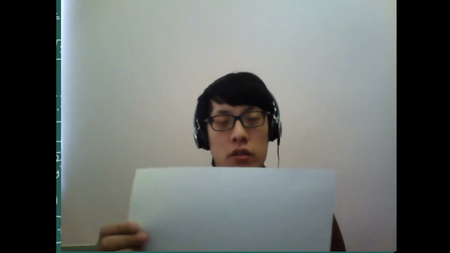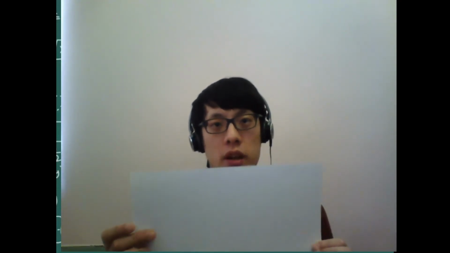Hello everybody. Today we're going to talk about some fun facts about root 2 and how to prove that root 2 is an irrational number. To start with, I want to share an interesting fact about root 2. It all starts with this ordinary piece of A4 paper.